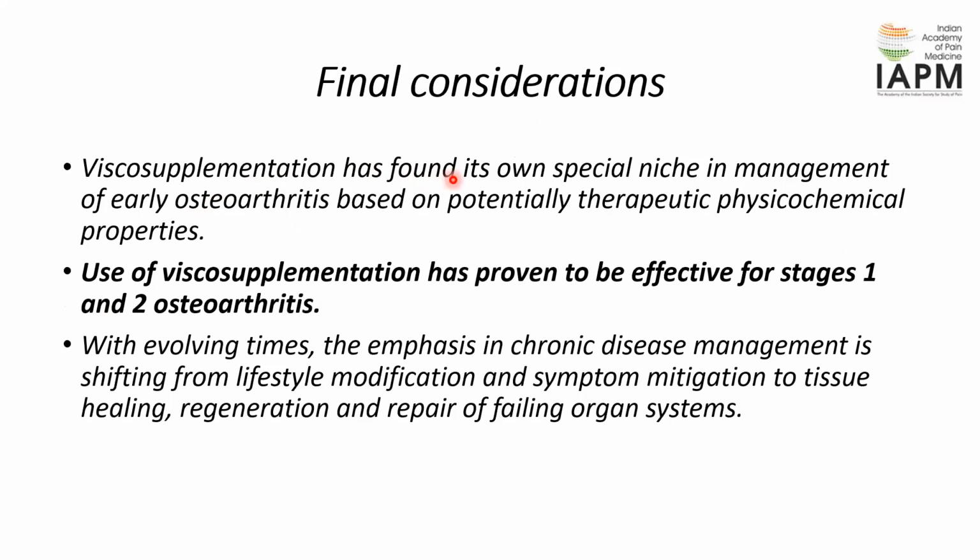Viscosupplement has its own niche in early osteoarthritis and is effective for stage 1 and stage 2 arthritis. But with evolving time, emphasis should be given to chronic disease management, lifestyle modification and symptom management, moving towards regeneration treatment and repair of that particular site.